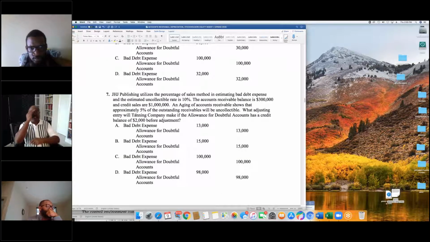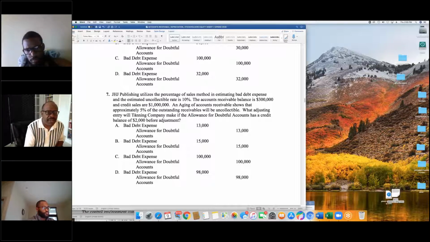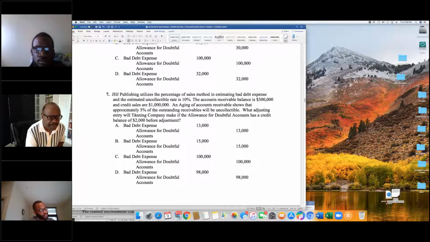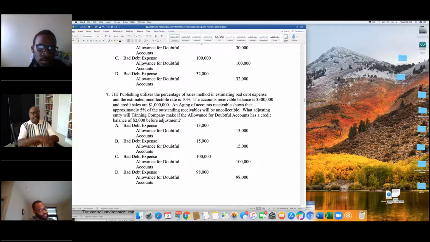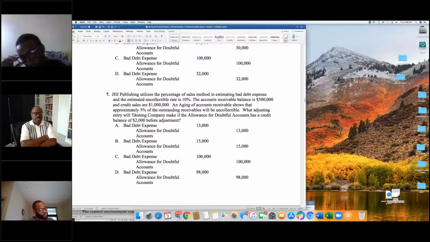And let's knock off this final one. JSJ Publishing utilized the percentage of sales method to estimate the bad debt. And the estimated uncollectible rate is 10%. The accounts receivable balance is 300,000 and credit sales are $1 million. An aging of accounts receivable shows that approximately 5% of their outstanding receivables will be uncollectible. What adjusting entry would Tanning make if the allowance account has a credit balance of 2,000?